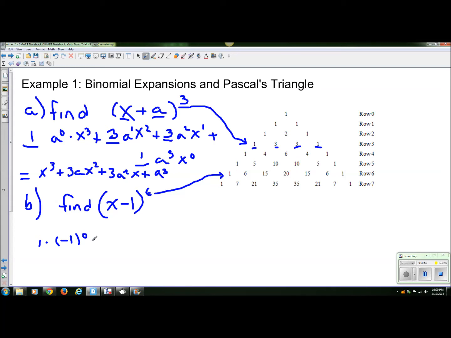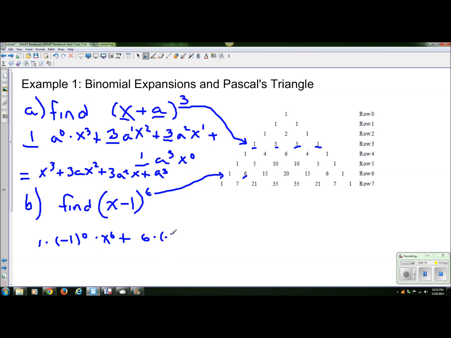And I'm going to multiply that by x to the 6th power. There's my first term in my binomial expansion. Now I'm going to add my second term. Well, the second entry in Pascal's triangle is 6. So it's going to be 6 times, and now I'm counting up on powers of negative 1.